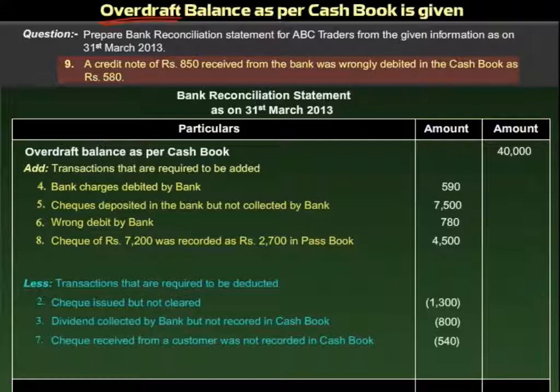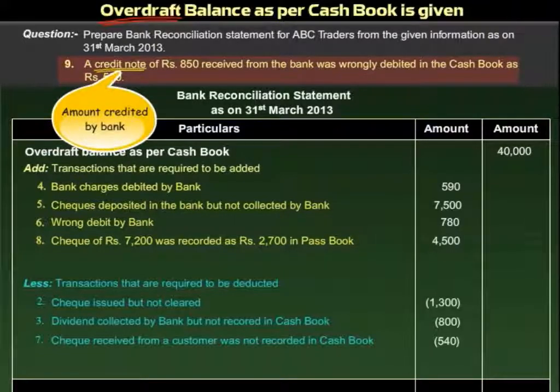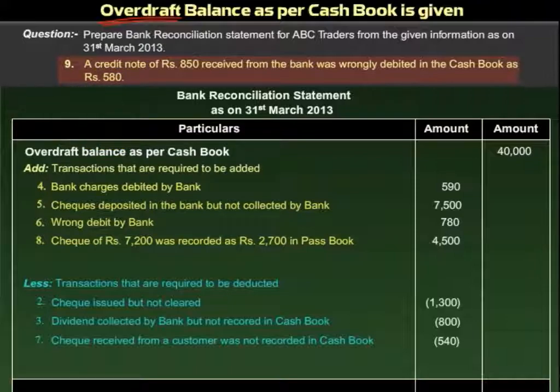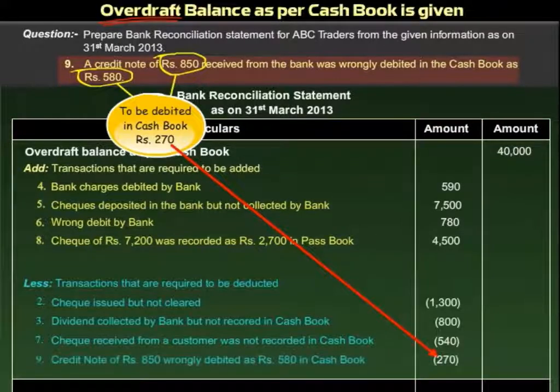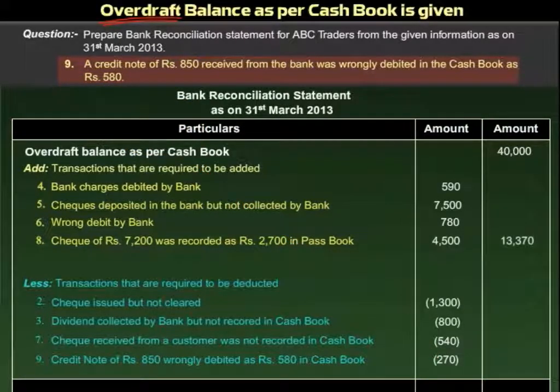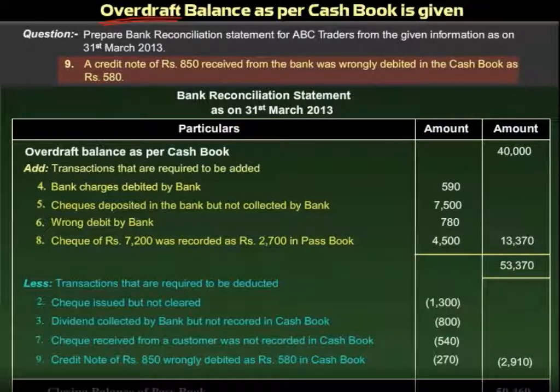But firstly, let's understand the meaning of credit note. It is the amount that is deposited or credited by the bank in the customer's account and it should be debited in the cash book. Thus, 270 will be deducted like this. Lastly, after making all these adjustments, final balance of passbook is ascertained like this.